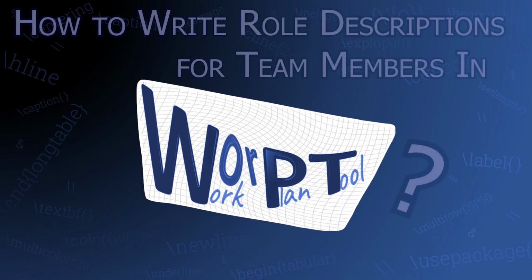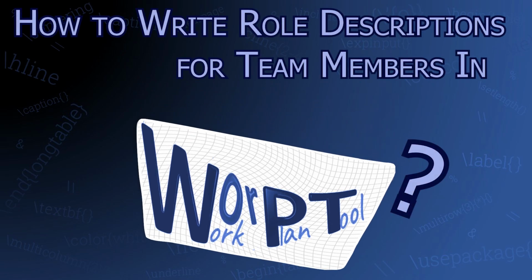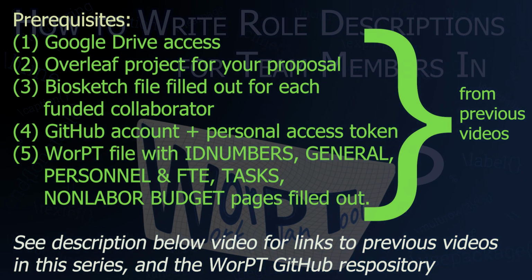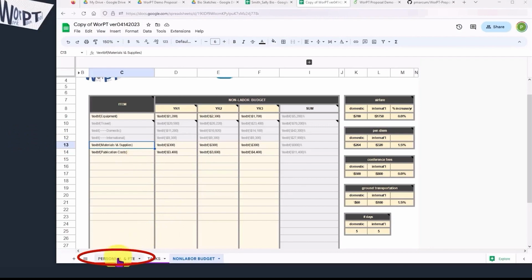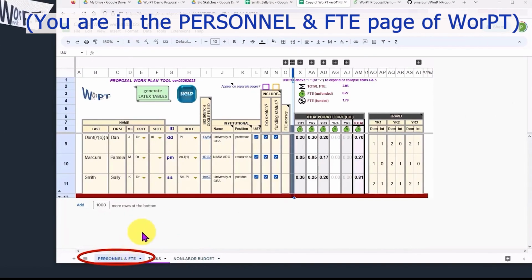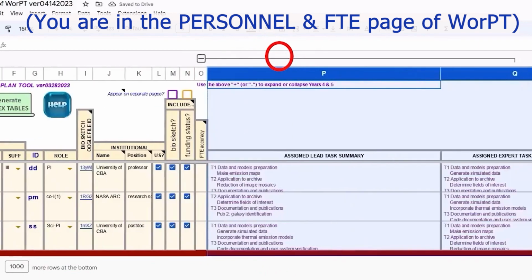This video shows you how to generate the discussion in narrative form that describes the role that each person on the team will play. In the WorP spreadsheet, click on the Personnel and FTE tab. Now we're going to want to expand some of those collapsed groups of columns. You want to click on the two leftmost plus signs.